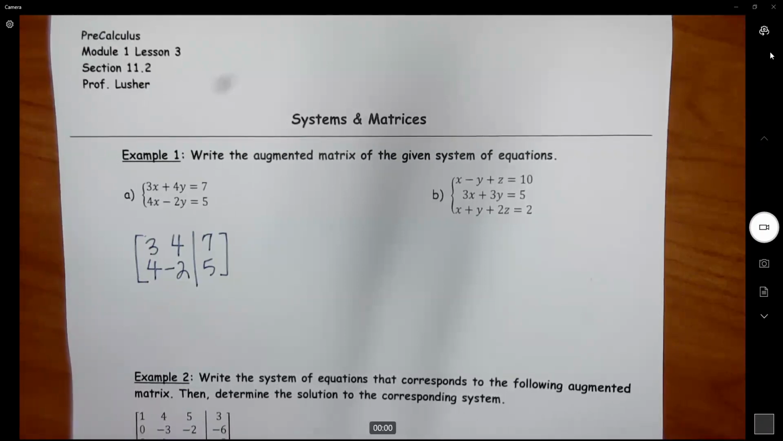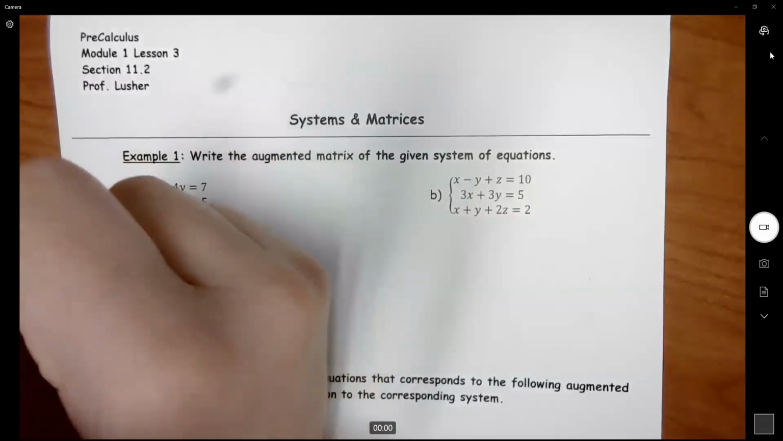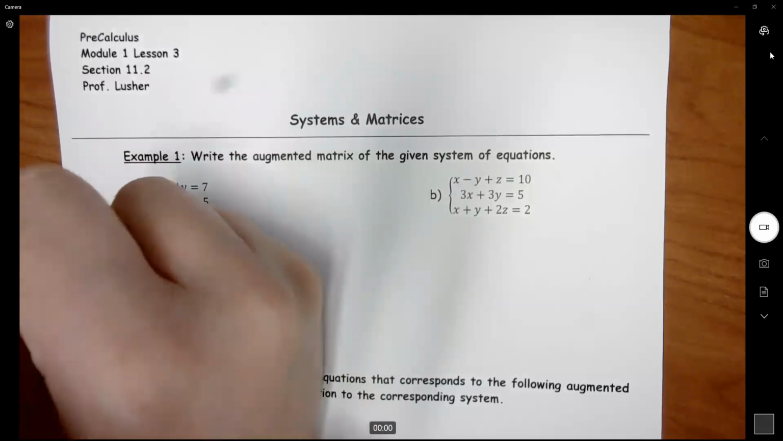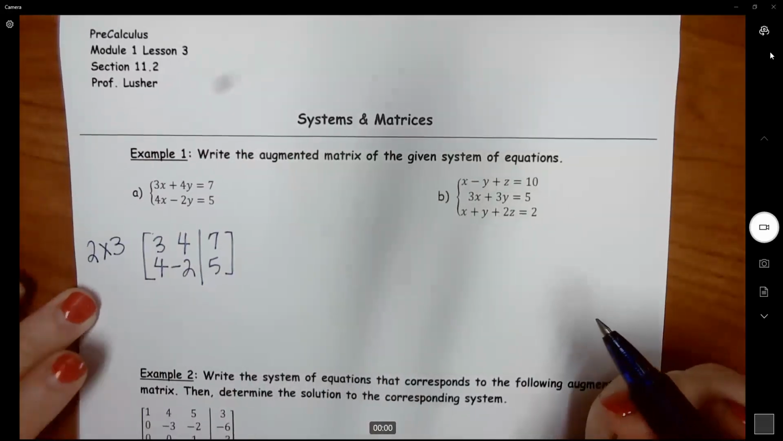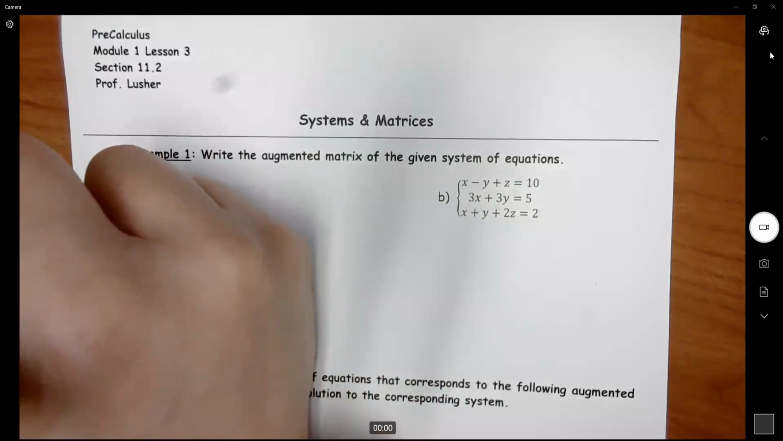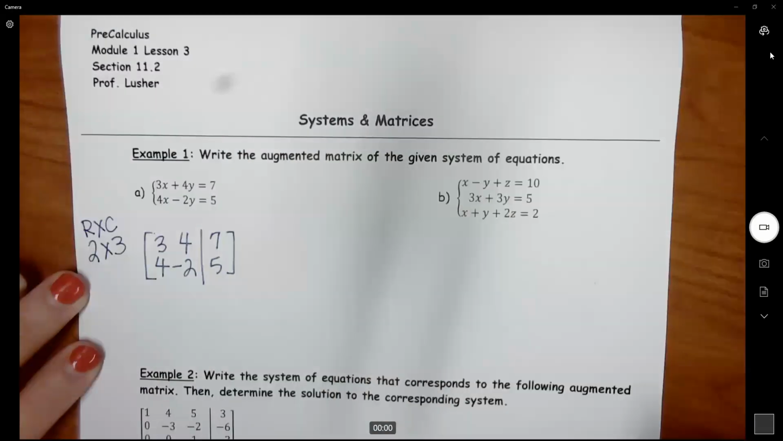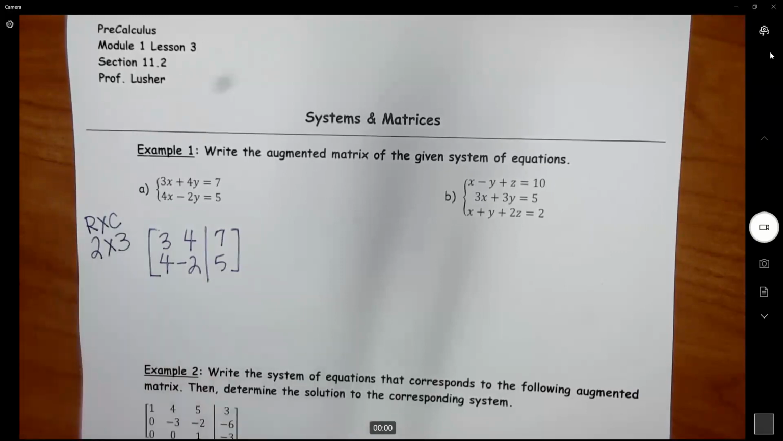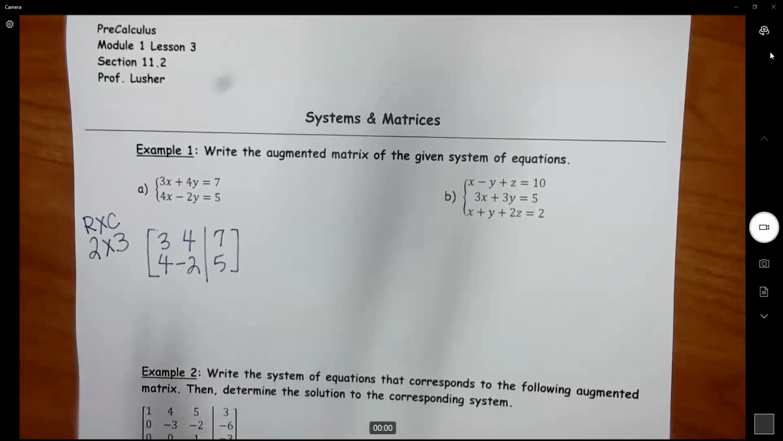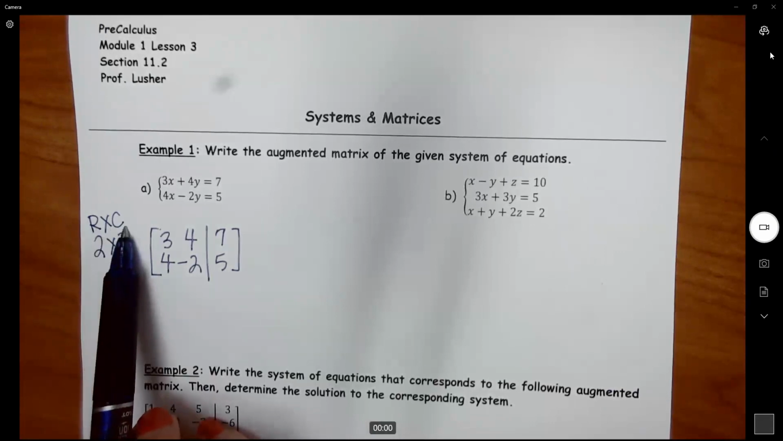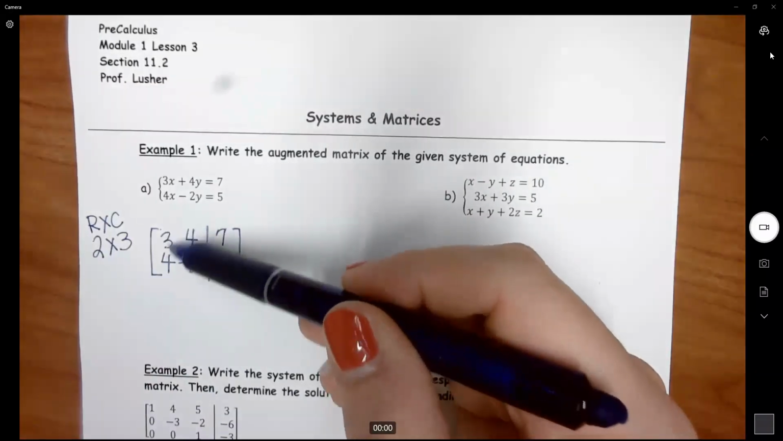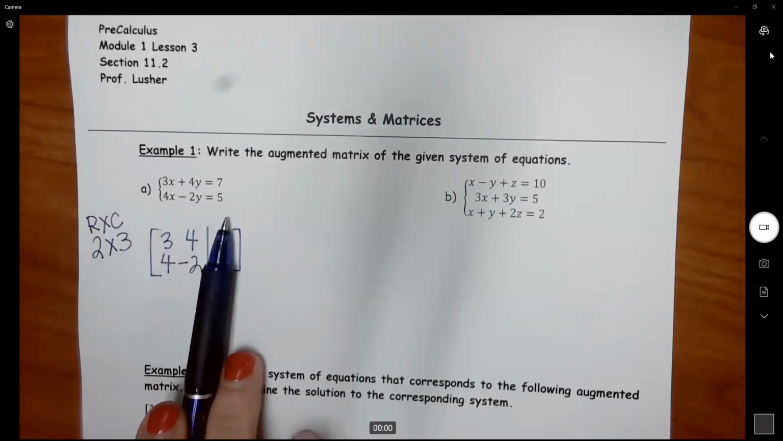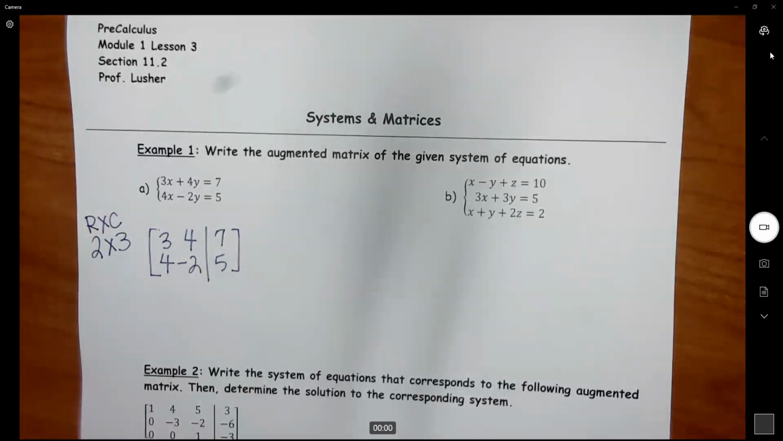We don't really need to know this, but this is a 2 by 3 matrix. It always is listed row by column. And I always remember this as RC cola. I don't even know if that's still a thing, but that's how I always remember that it's row by column. And so I have 2 rows by 3 columns here.